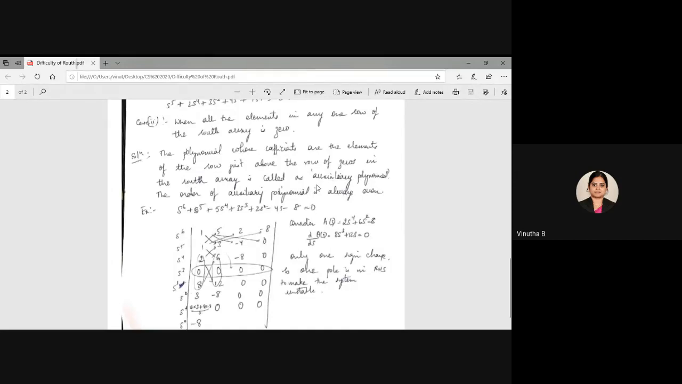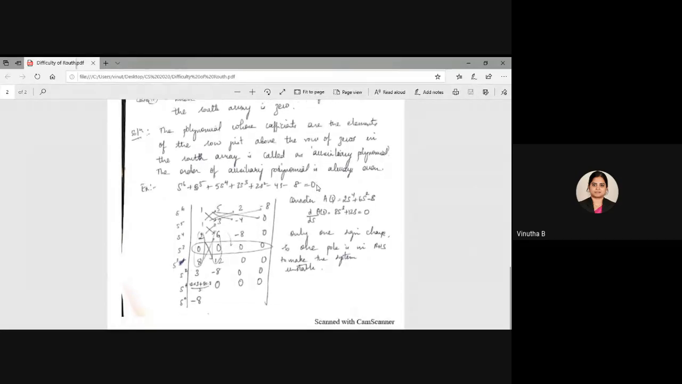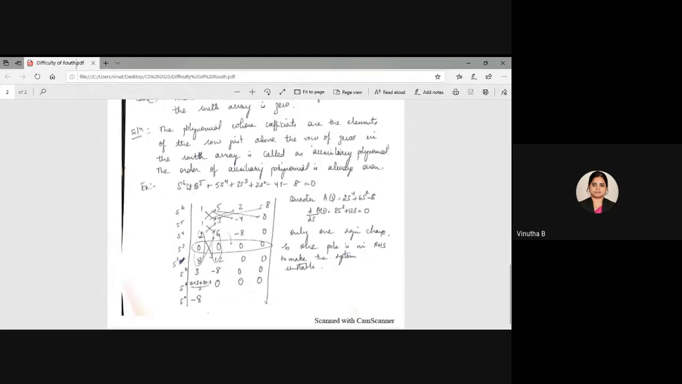I will discuss it when we are solving the problem. So here we have s power 6 plus s power 5 plus 5 s power 4 plus 3s cube plus 2s square minus 4s minus 8 equal to 0. You can just write down as it is. So 1, 5, 2 and minus 8. Then we have 1, 3, minus 4 and 0.